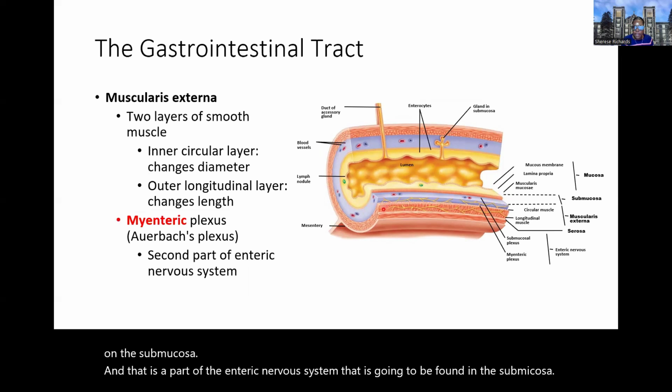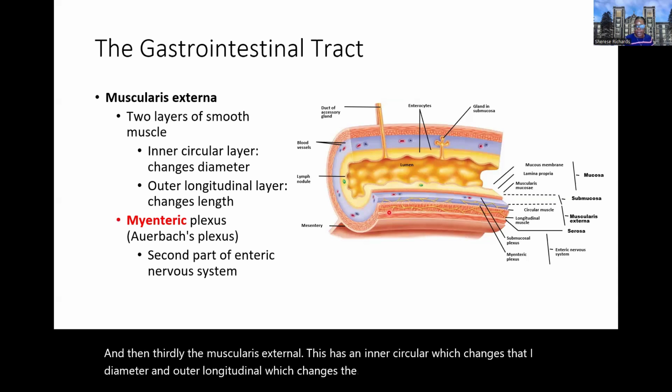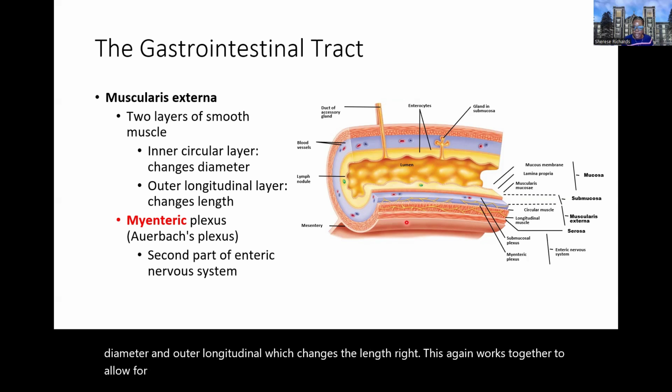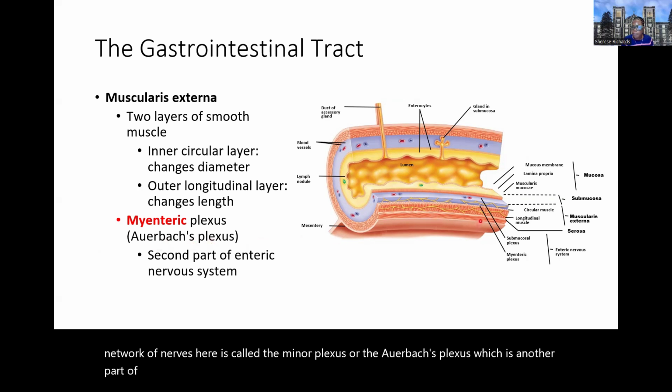And then thirdly, the muscularis externa. This has an inner circular layer, which changes the diameter, and an outer longitudinal layer, which changes the length, right? This again works together to allow for the rhythmic peristalsis that moves the food contents along the lumen. And then the network of nerves here is called the myenteric plexus or the Auerbach's plexus, which is another part of the enteric nervous system.